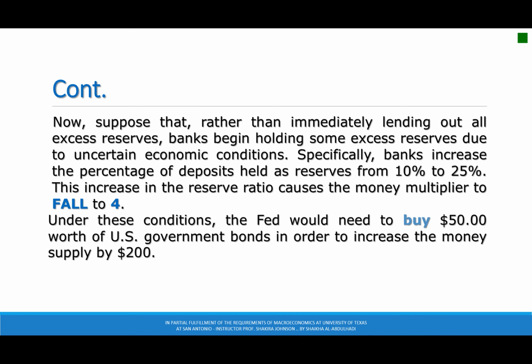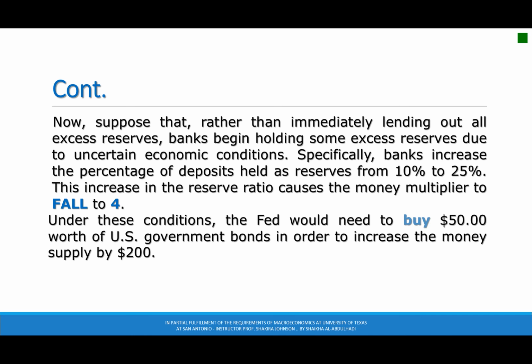Moving on to the last example now, suppose that rather than immediately lending out all the excess reserves, banks began holding some excess reserves due to uncertain economic conditions. Specifically, banks increased the percentage of deposits held as reserves from 10% to 25%. This increase in the reserve ratio causes the money multiplier to fall to 4. Under these conditions, the Fed would need to buy $50 worth of government bonds in order to increase the money supply by $200. So let me explain that for you.